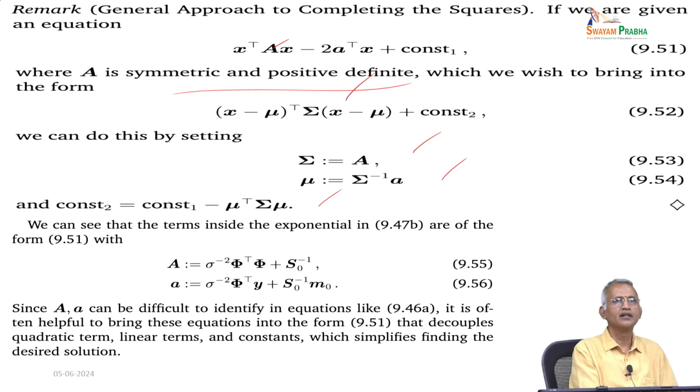So, we can see that the terms inside the exponential in 47b are of the form 51. Therefore, A equals sigma to the power minus 2 Phi transpose Phi plus S naught inverse, which is 55, and a equals sigma to the power minus 2 Phi transpose y plus S naught inverse m naught, which is 56. Here capital A and small a can be difficult to identify in equation 46a. It is often helpful to bring these equations into the form 51, so that it decouples the quadratic form, linear terms and constant, which simplifies finding the desired solution.